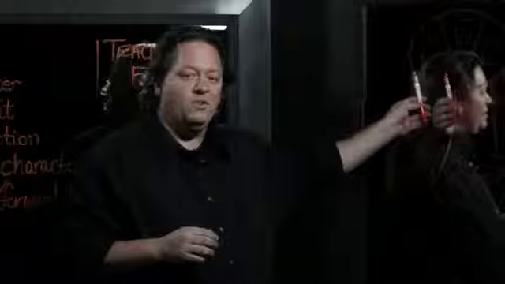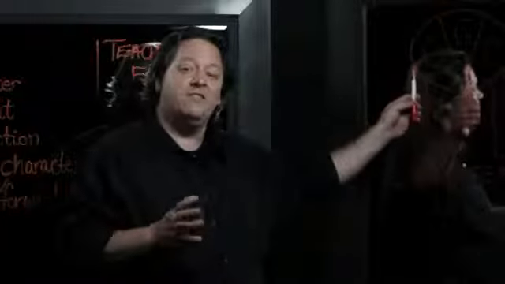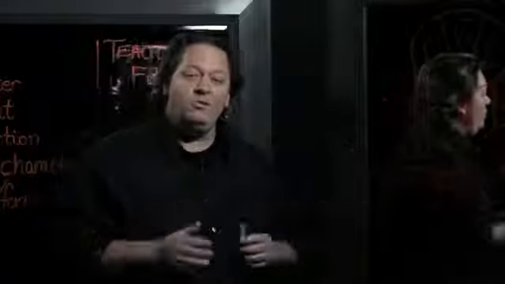Inside the circle we have character, goals, conflict, and values. Each one of those adding to each other creates a very effective story. Today I'd like to focus on character. How do we build character?